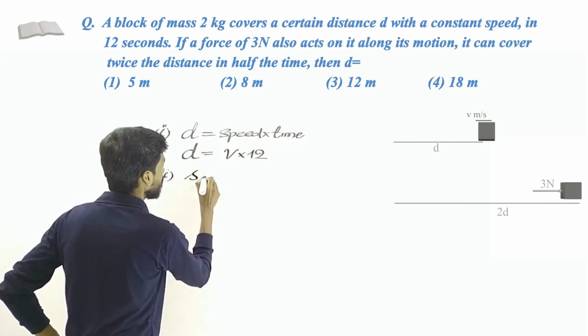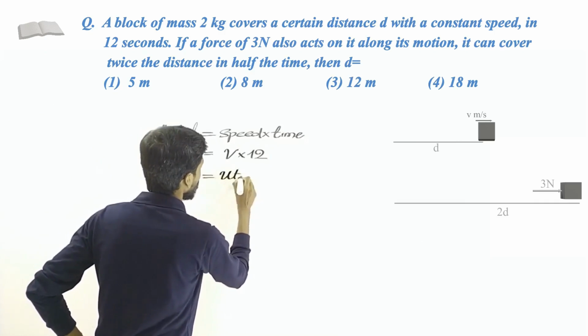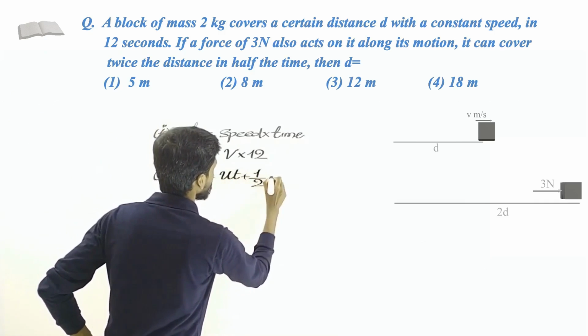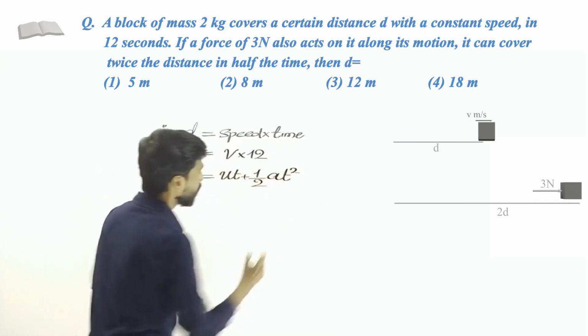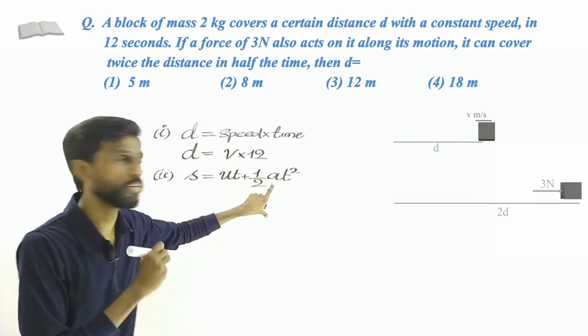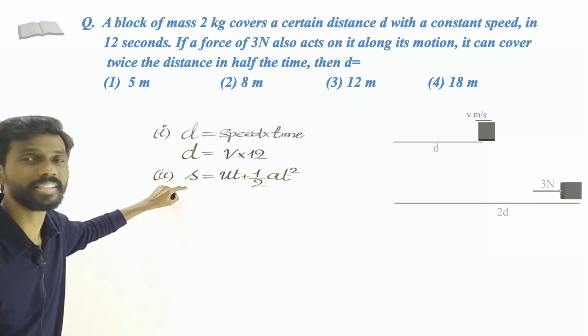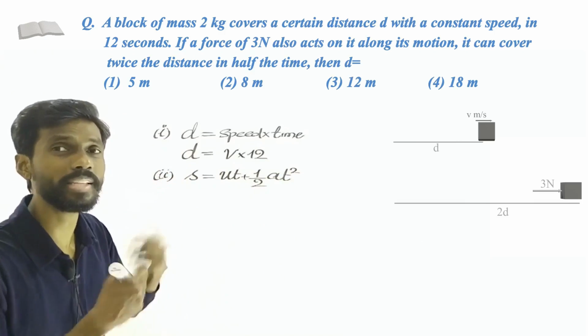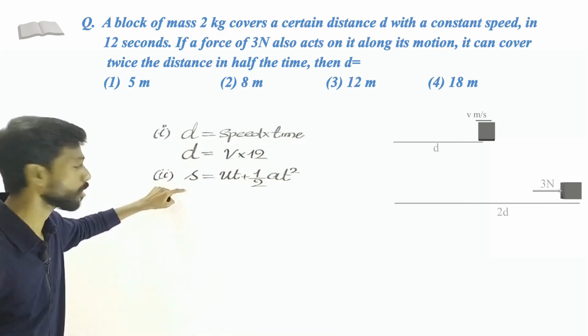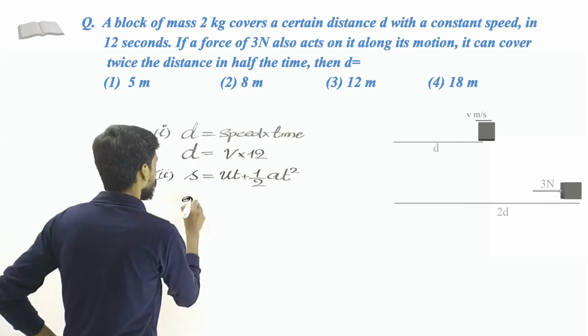So s, that is the distance, equals, this is the formula which you are familiar with, ut plus half at square. We have the acceleration, so you have to substitute here and we will get our required distance d. But in the second case, the distance is 2d, twice the distance. So here the distance is d, here twice the distance, so 2d.